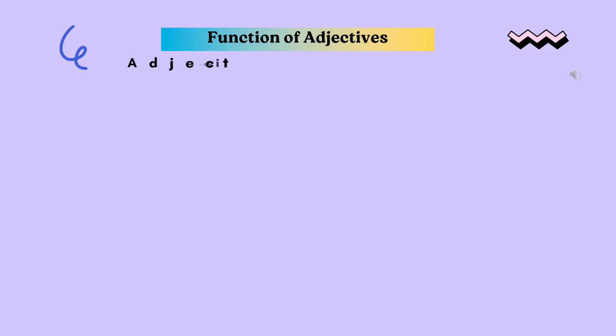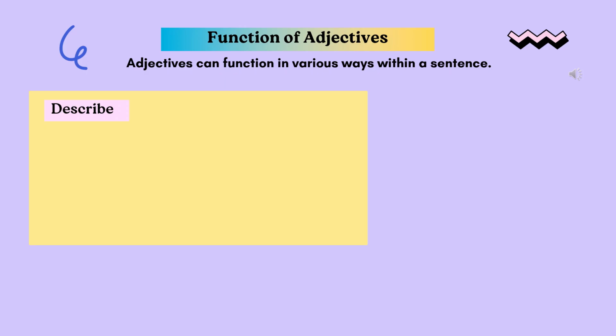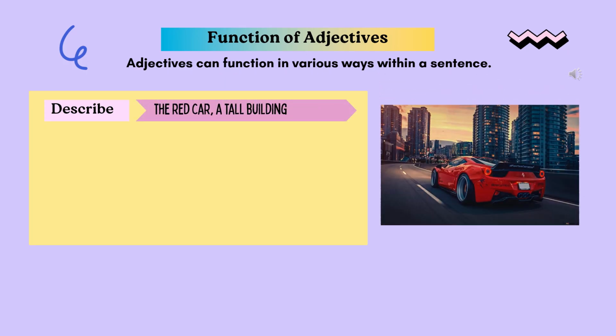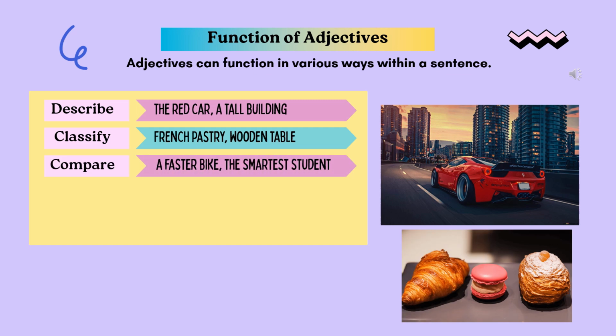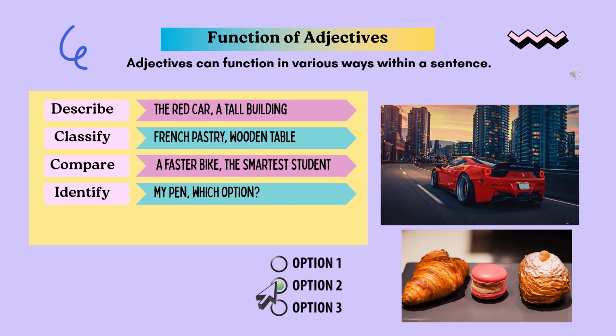Function of adjectives. We have learned about the types of adjectives. Let's see how they function in a sentence. Adjectives have several key jobs. First, they describe. They give us details about a noun's quality or state, like in the red car or a tall building. Second, they classify. They tell us what category or type something belongs to, such as French pastry or wooden table. Third, they compare. They show the difference in degree between nouns, like a faster bike or the smartest student. Fourth, they identify. They point out or specify a particular noun, as in my pen or which option.